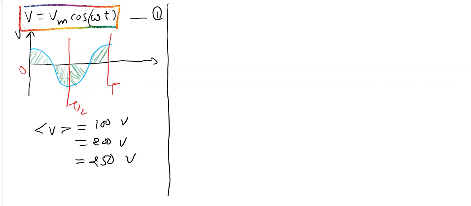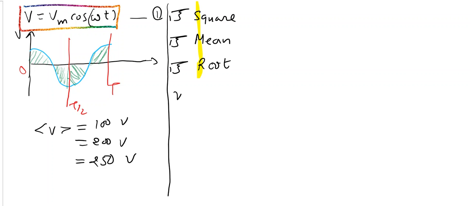What is RMS value? So what we do is first take square, then take mean or average, and then take root. So if you look at this order, it is called RMS. So to find out RMS value of the voltage, you will have to take square root. Square root of what? You will have to take square root of average of V square. Okay, so that is RMS value.